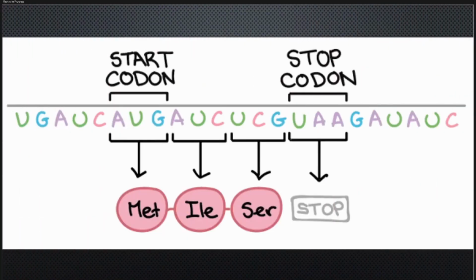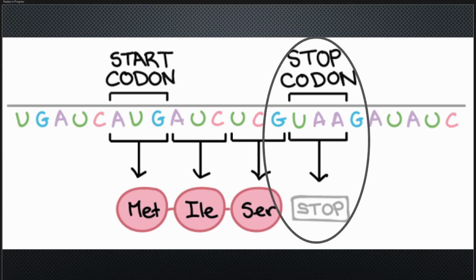Termination is when ribosome subunits detach and the polypeptide is released by a releasing factor, when the stop codon combination is signaled on the RNA strand.